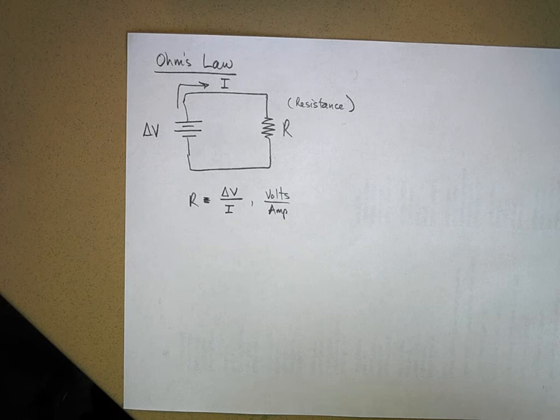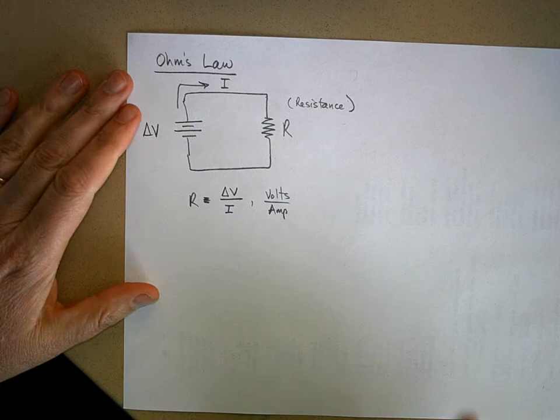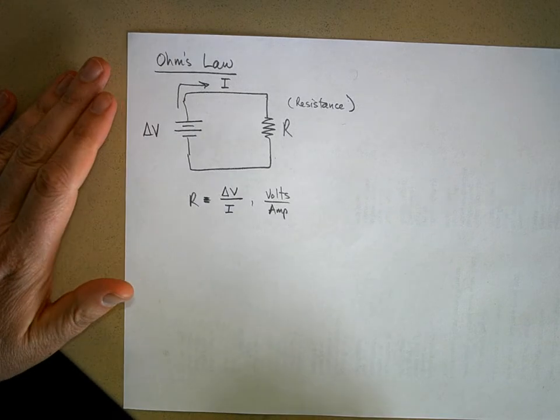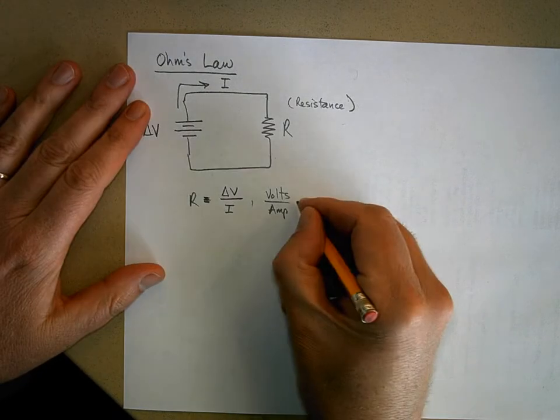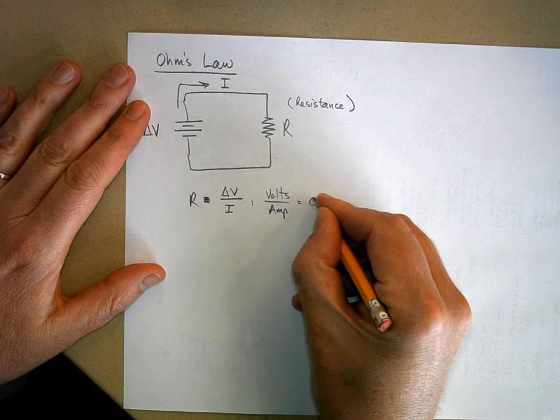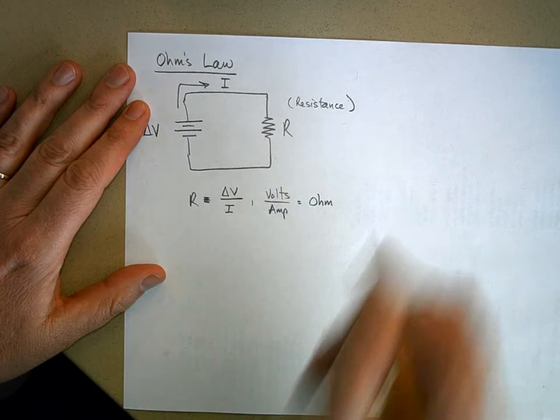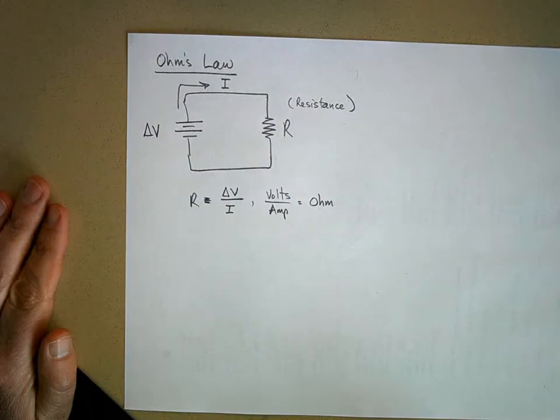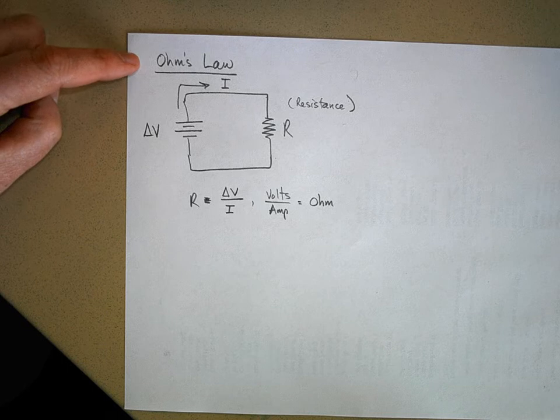Or if something has really, really low resistance, you don't need much voltage at all to get an amp of current to flow through it, as we're going to see here in a minute. We're going to talk about a short circuit here in a second. Now, a volt per amp, we have a name for a volt per amp. A volt per amp is called an ohm, named after a guy named Ohm.